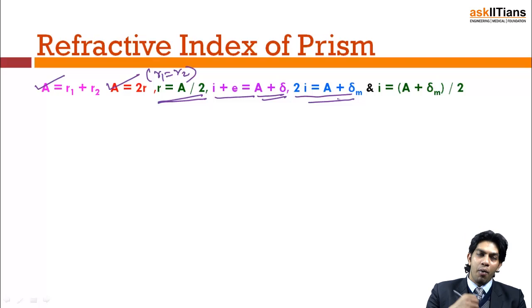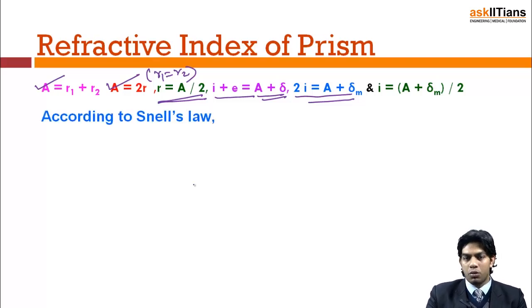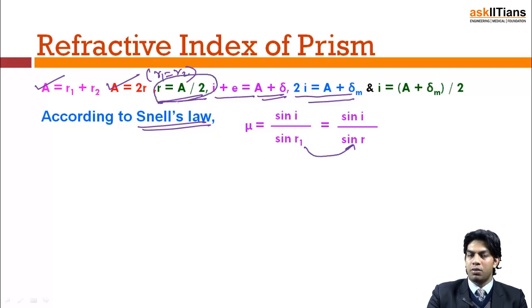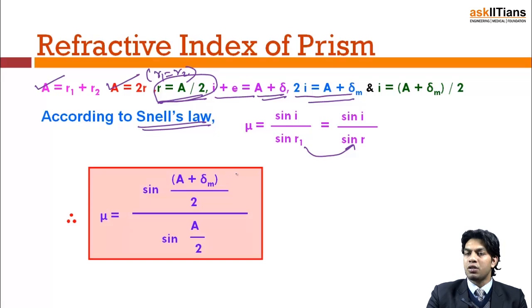Why? Because I want to basically find out the angle of minimum deviation in terms of the parameters which I know of. I don't need to vary those things. Let's say angle of prism, or refractive index, whatever. So with the help of Snell's law, I will do that. So mu is equal to sin I by sin R1. So in place of R1, I can write R. So in place of R, now I will put R equals A by 2. And in place of I will put A plus del m by 2.